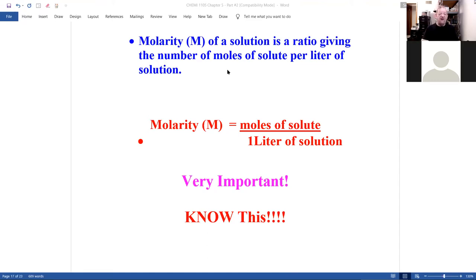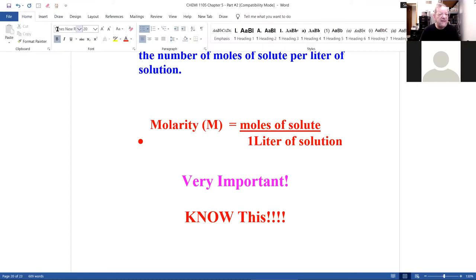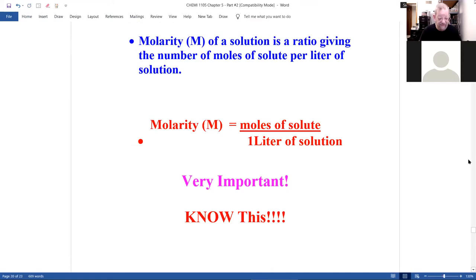There's another one called molality, which I won't teach in this class, but I do know. And this is very important. I don't know why this dot got here. Let me get rid of it. There we go. All right, so molarity is very important. It's a key aspect of chemistry.